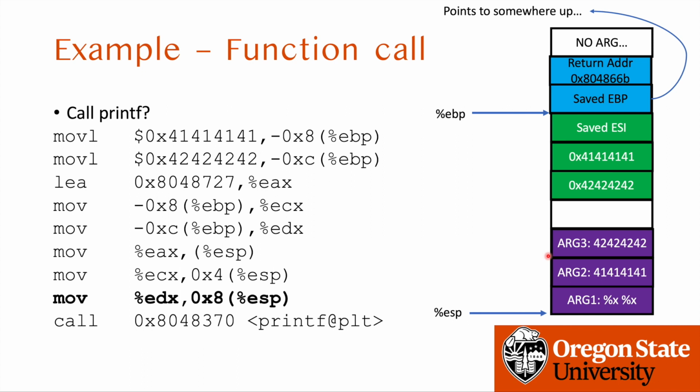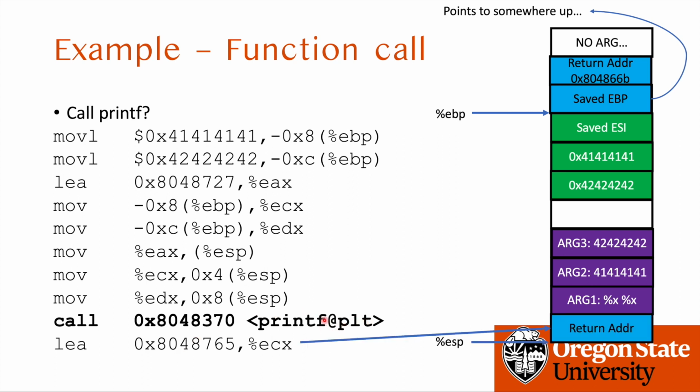And then the next instruction jumps to the printf. And note that when we call printf, the CPU automatically stores the return address, the address of the next instruction, to the stack. So after running this, the stack composition will be something like this.